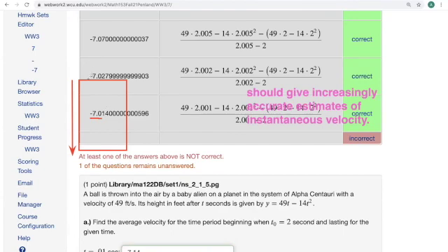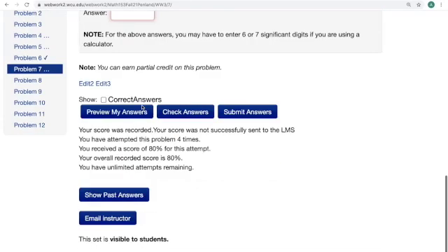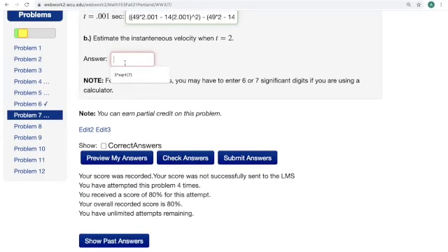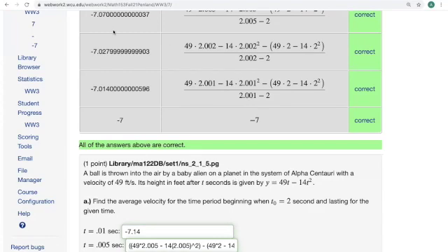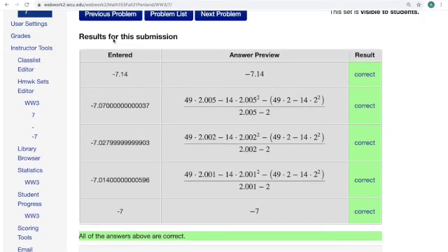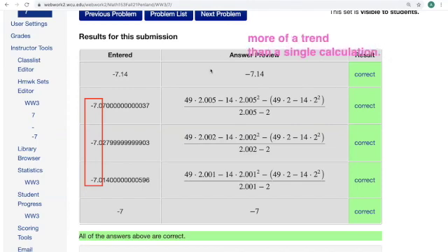What I want to look for here are the numbers that are in common as I do these. I see negative 7.0 over and over again. So I'm just going to type negative 7.0 based on these estimates, and that's absolutely right. There may be other answers that are acceptable because, again, it's asking you for an estimate. But what I want to emphasize is that when you look at a sequence of calculations, you're getting the ones that they have in common. This is more of a trend than a single calculation. So it was important that we do several calculations to get this idea.